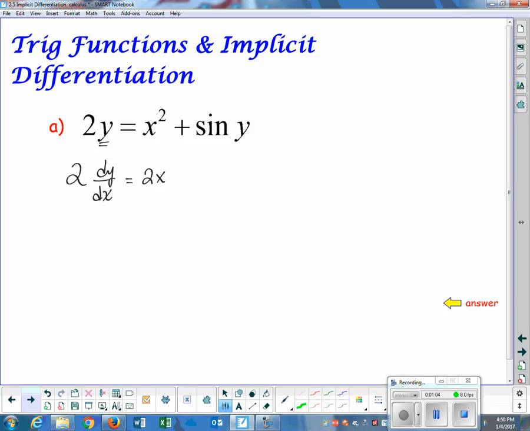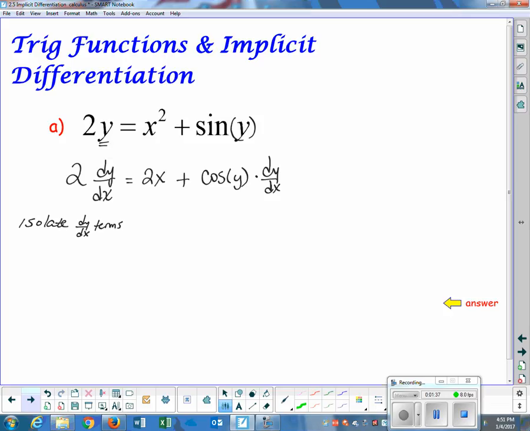We must write down the derivative of y with respect to x. This next term will be simply 2x plus the derivative of sine becomes cosine. I leave my inside function, which is y, alone. And now I chain rule off the derivative of the inside function. The derivative of y is dy dx, and that's held together with multiplication. Just like before, we're going to isolate the dy dx terms.